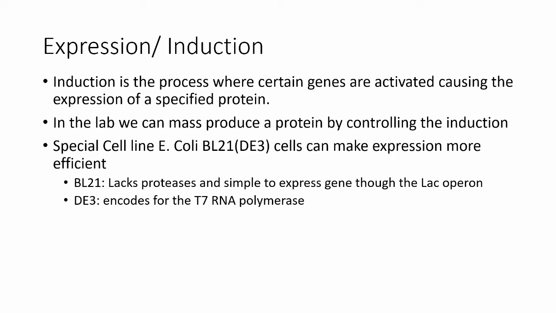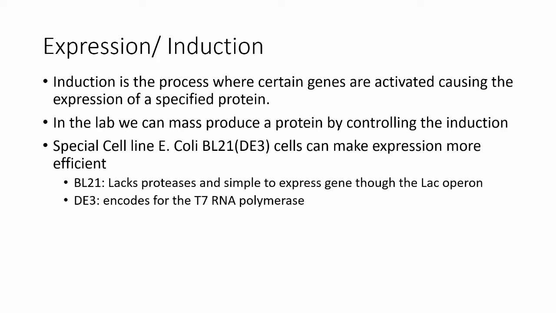So what I'm going to talk about first is how cells express a protein through a process known as induction. What induction means is that in the cell, there are certain genes that have to be activated by certain environmental factors. When these genes are activated, specific proteins will be expressed and made. We can utilize this in the lab, and we can control this induction process to mass produce a certain protein that we need. And for us, that's our beta-gal protein.